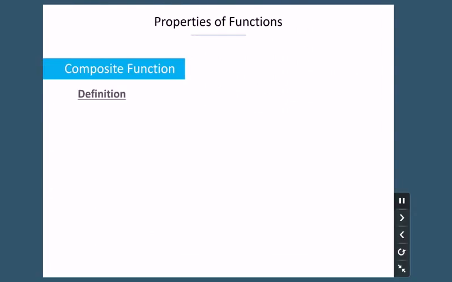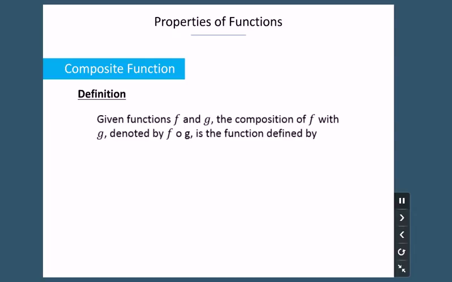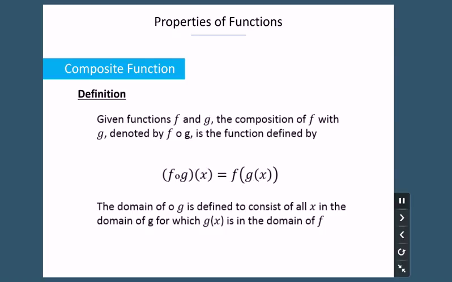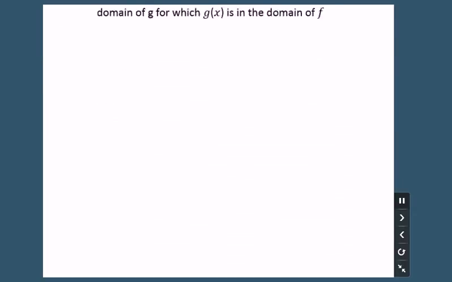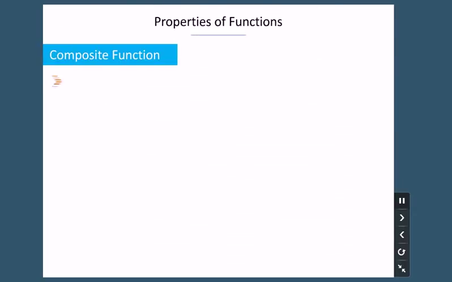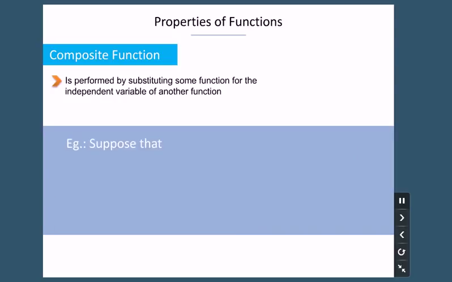Composite function. Definition. Given functions f and g, the composition of f with g, denoted by f∘g, is the function defined by (f∘g)(x) = f(g(x)). The domain of f∘g is defined to consist of all x in the domain of g for which g(x) is in the domain of f. Composite function is performed by substituting some function for the independent variable of another function.